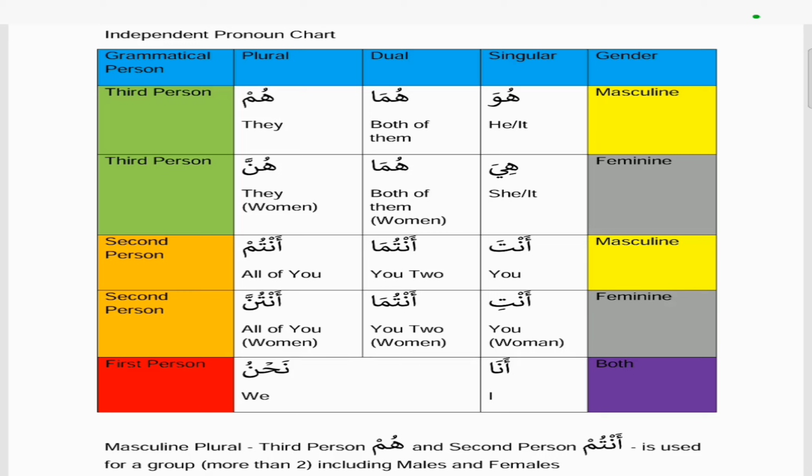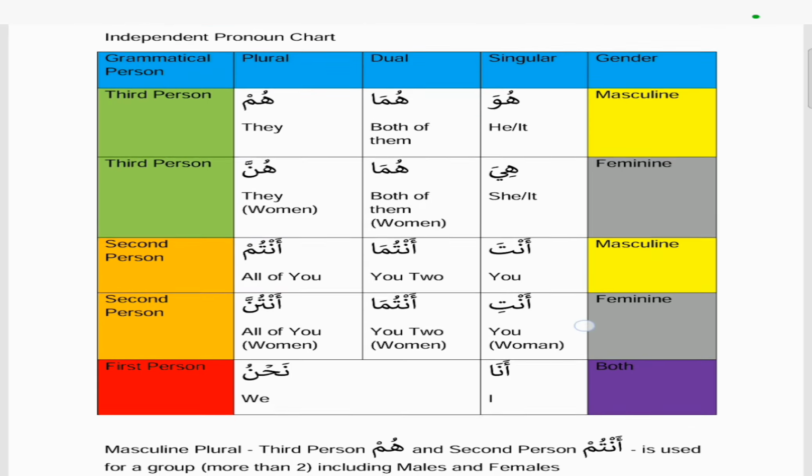Then the feminine singular is hiya, and that means she, or it can refer to it as well. And then the dual for the feminine is the same as the masculine, huma. But in this case, obviously, we're referring to women, so both of them, women. And then the third person plural for the feminine is hunna, which means they, meaning women. You notice that there's a difference between the masculine and the feminine for the plural. The masculine plural is hum, and the feminine plural is hunna for the third person.